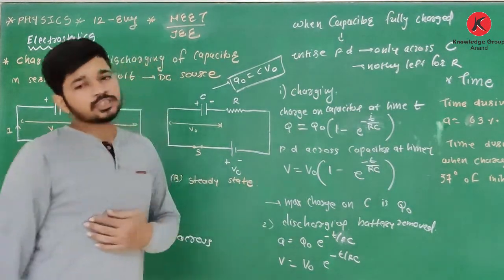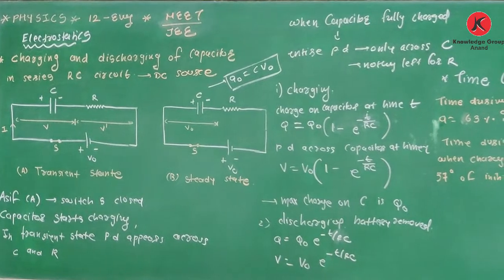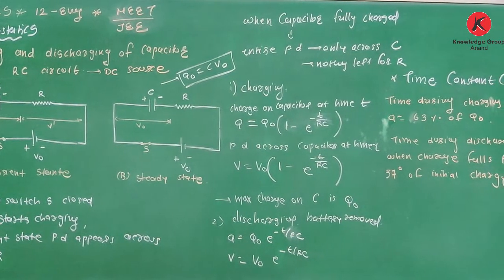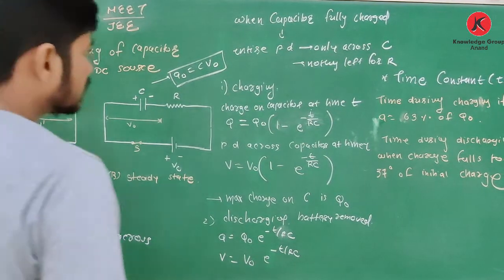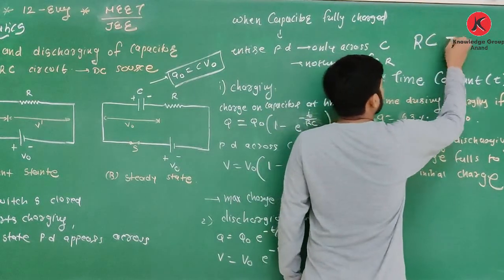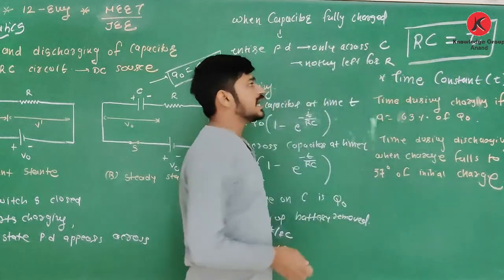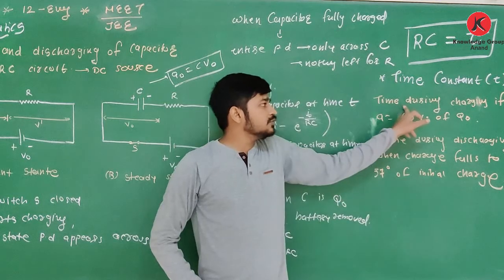Now, one important point for this theory, that is time constant. What is time constant? RC is called the time constant, tau, because its dimensional formula is equal to the dimensional formula of time, and it is the time during charging.